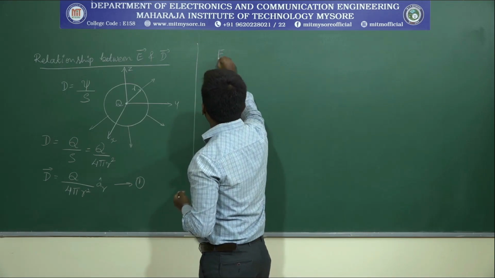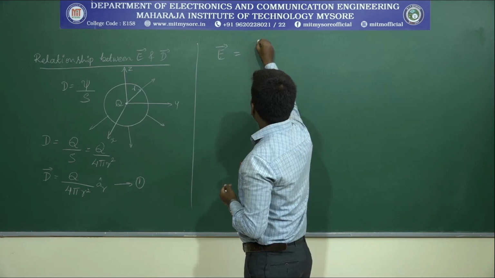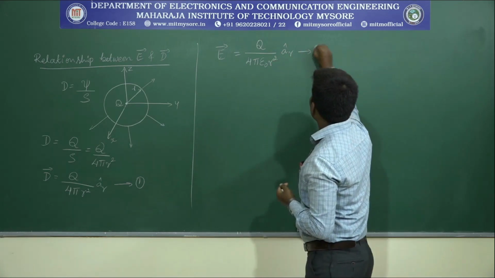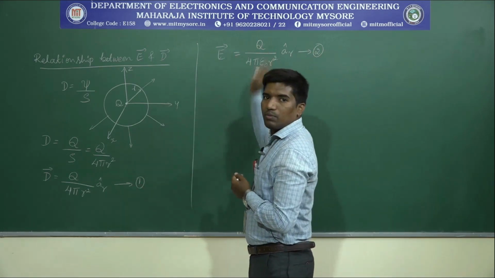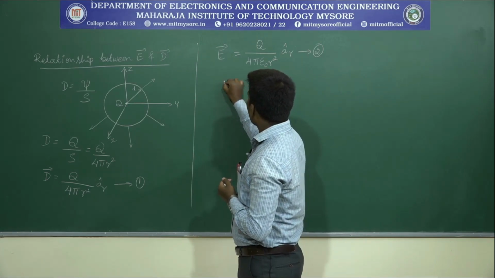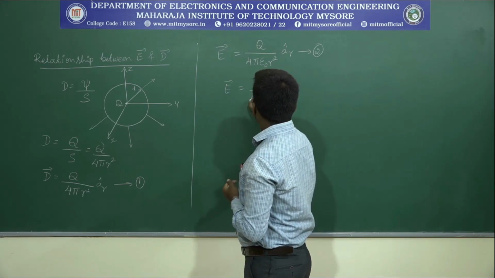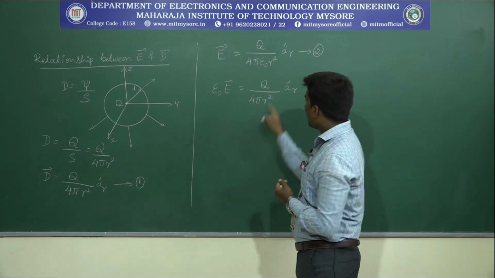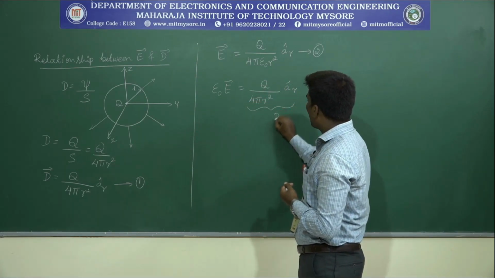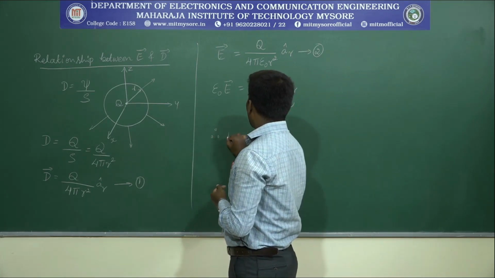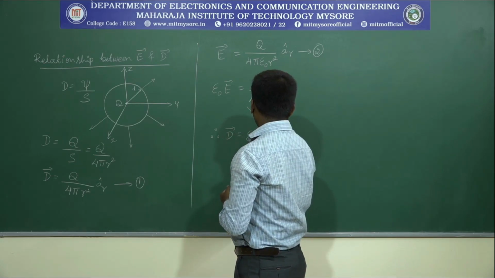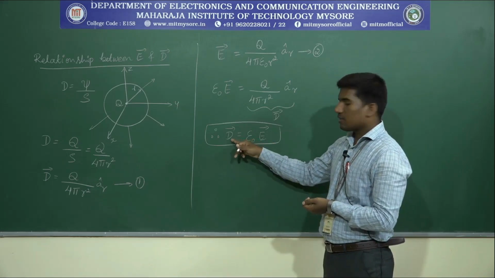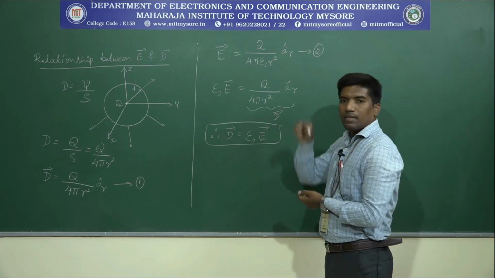Now, write the expression for E. What is E? Electric field intensity. The expression for E is Q divided by 4 pi epsilon naught into r square into A cap r. Consider this as expression number 2. Compare equations 1 and 2. So what are you going to get? E is equal to Q divided by 4 pi r square into A cap r, with epsilon naught taken to the numerator. This quantity is equivalent to the vector D. Therefore, D is equal to epsilon naught into E. This is the relationship between electric field intensity and electric flux density. Got it? Electric flux density D is equal to epsilon naught into electric field intensity.